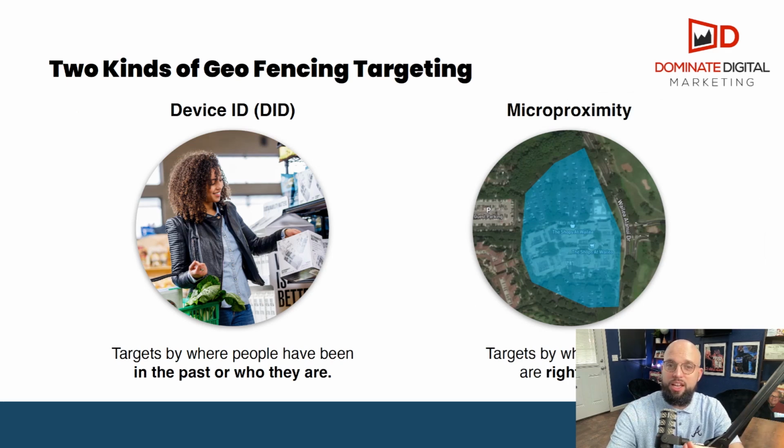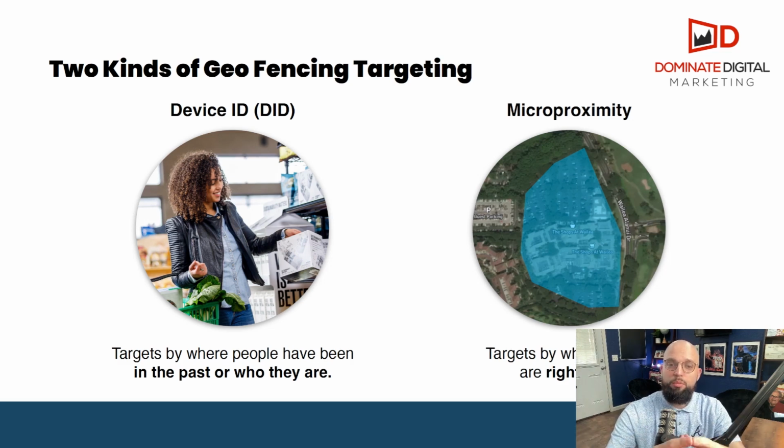Okay, there are two types of geofencing targeting. There's device ID and there's micro-proximity. Device ID is the look back feature. We're able to gather that list of customers who have visited those locations over the past 90 days, 6 months, 12 months ago, and put ads on their devices even if they're not currently in that location or haven't been in several months. As long as they've been in a location within the look back time frame that we've selected, they will show up on that target list and we'll be able to put an ad on their device.